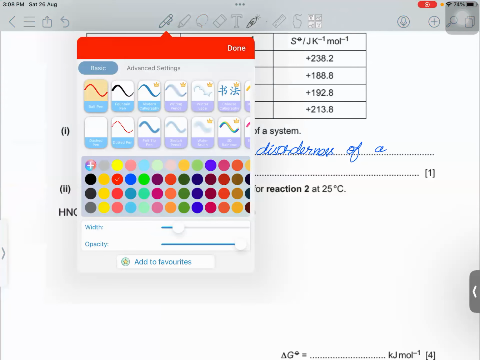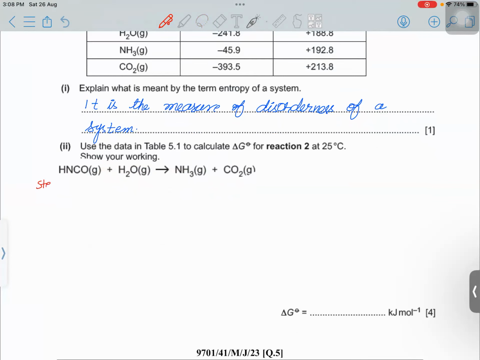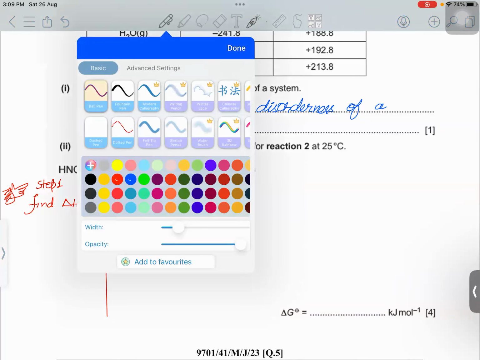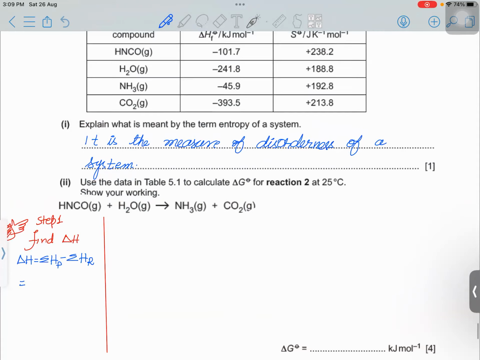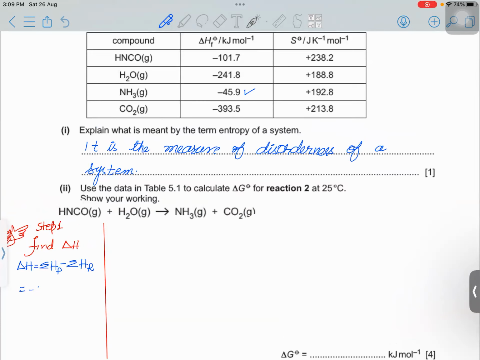So for reaction 2, first of all, step 1: find delta H. Delta H is equal to summation H product minus summation H reactant. So summation H product is ammonia, which is minus 45.9. Then carbon dioxide is minus 393.5.